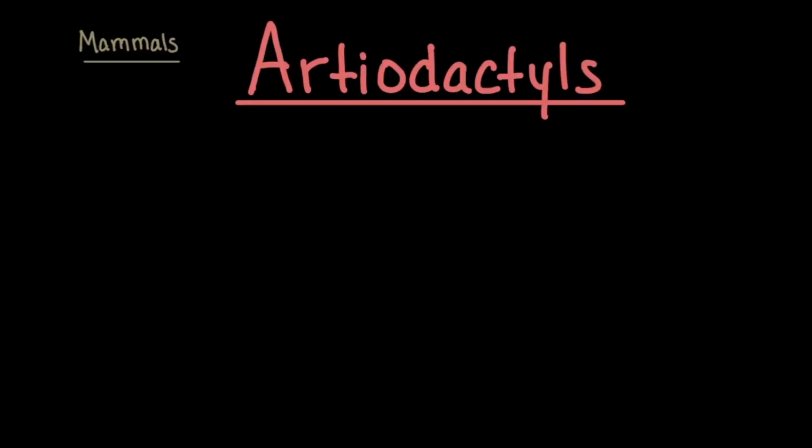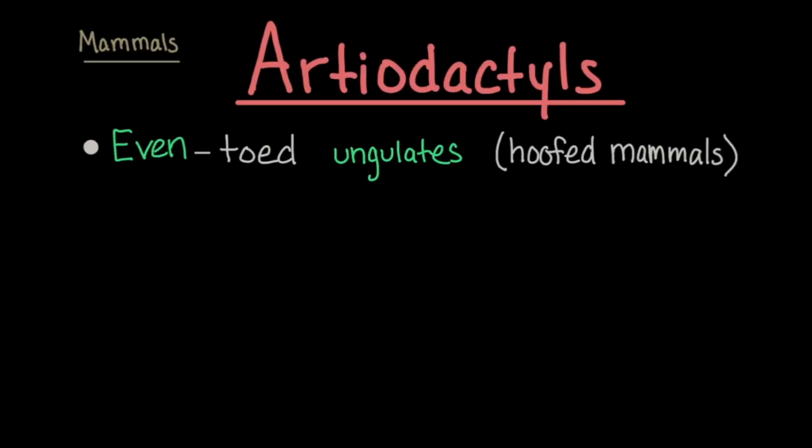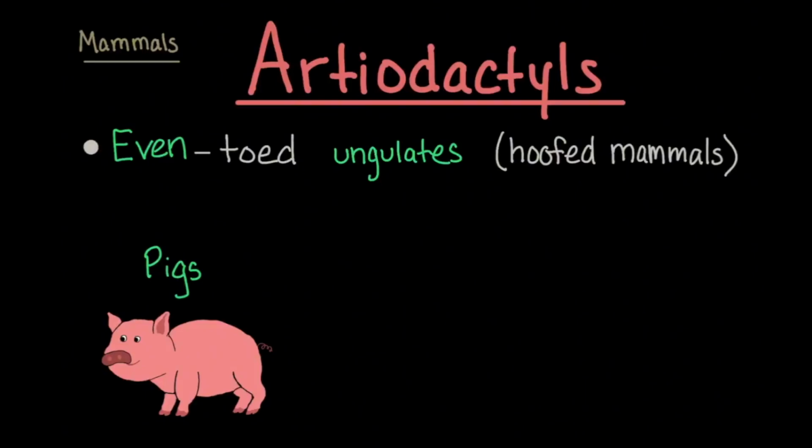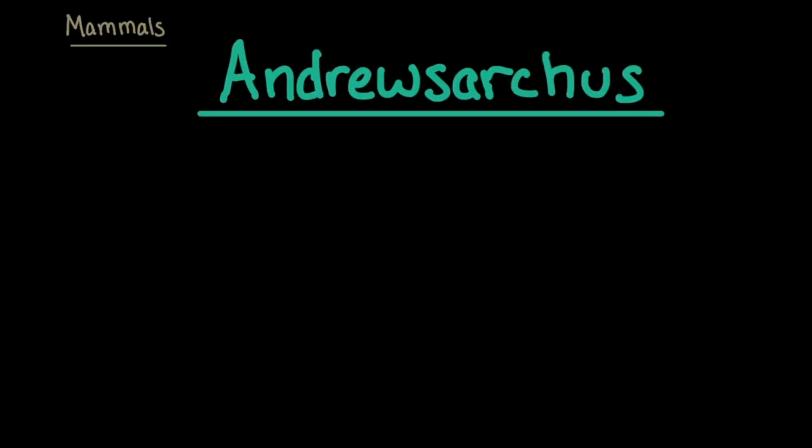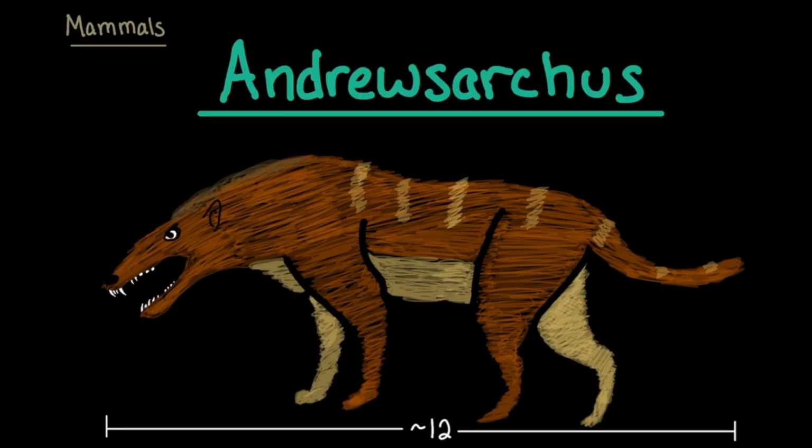The artiodactyls were even-toed ungulates. This group includes pigs, hippos, giraffes, and many more. A carnivorous artiodactyl from this time was Andrewsarchus. This predator grew to about 12 feet long and was one of the largest land mammal predators ever. But since it's an artiodactyl, it is more related to pigs and cows than to modern mammal carnivores.